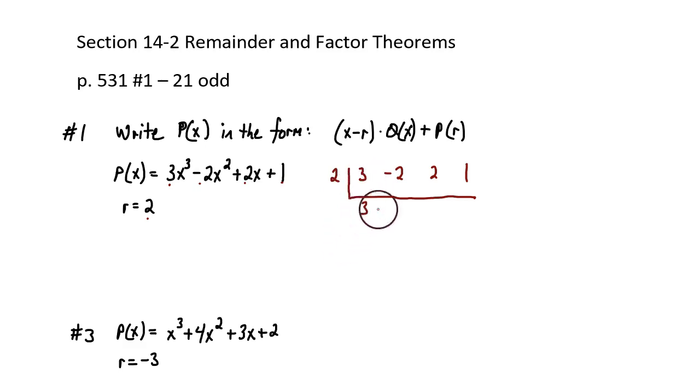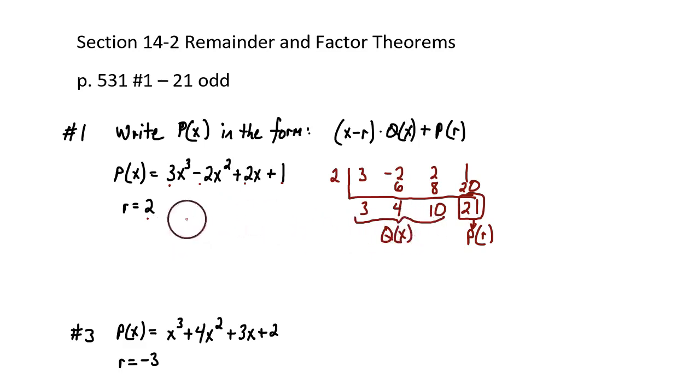Bring the first number down, multiply this times this, which makes 6, and write it down under the next number. Then add these together, that makes 4. Multiply the 4 times the 2, which is 8, and write it under the next number. Now add these, which is 10. Multiply, and then add. This number on the end is the remainder. This is the P of R. These three things right here are going to be the coefficients of Q of X.